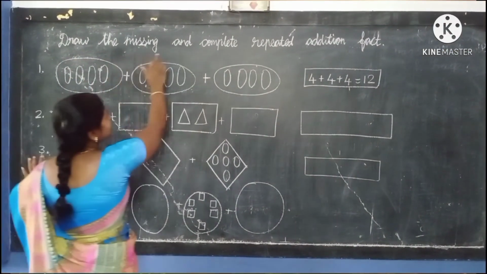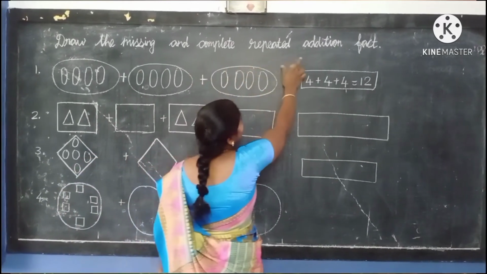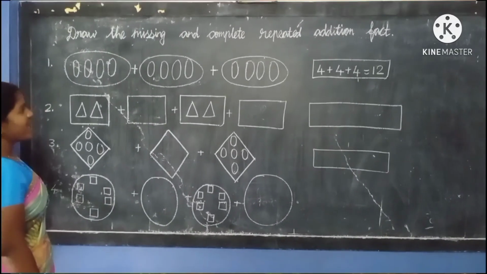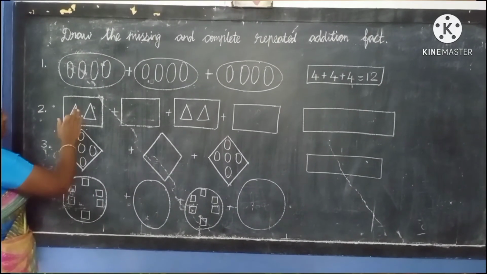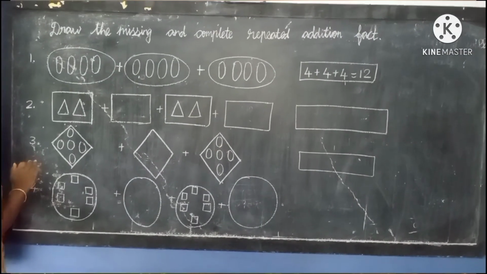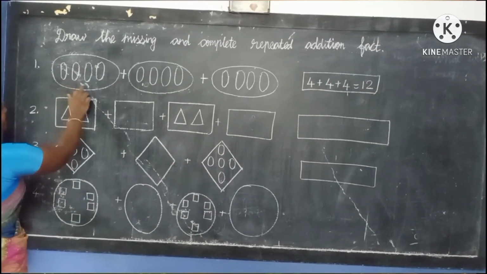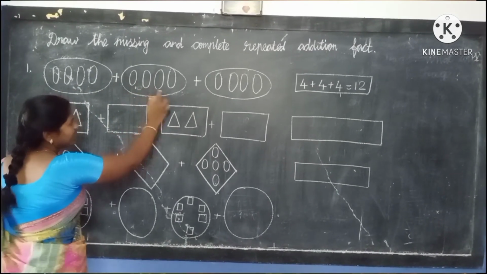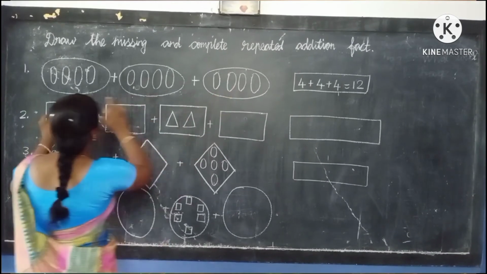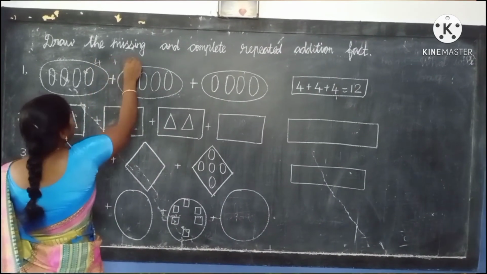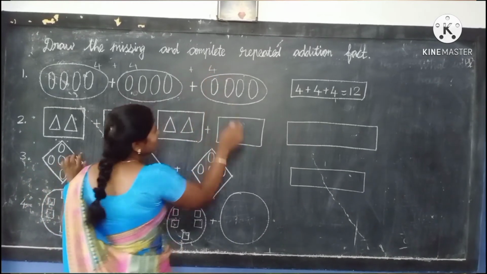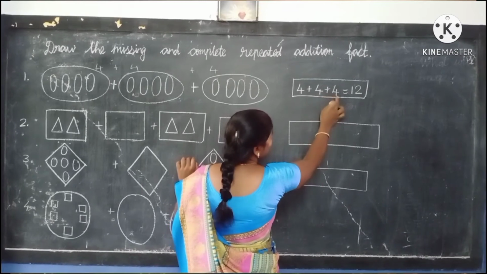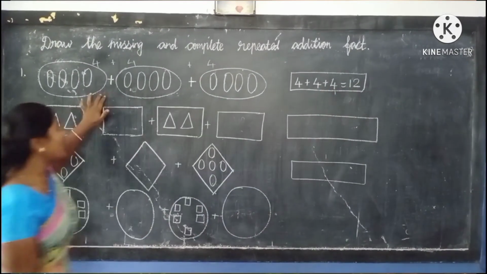Draw the missing shapes and complete the repeated addition fact. Repeated addition means each group has the same number of shapes. So see here, 4 shapes. Second also 4 shapes. Third also 4 shapes. So 4 plus 4 plus 4 equals 12. 4 plus 4, 8. 8 plus 4, 12. This example is already given.